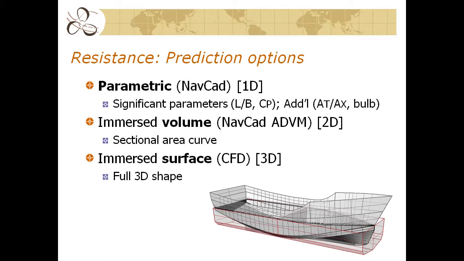That's a longitudinal distribution of shape. For a single prismatic coefficient, which is the integration of the sectional area curve, I can have any combination, an infinite number of sectional area curves. So that gives us an additional refinement of the volume. And for that volume, I can have an unknown number of surfaces that encompass that volume. So the highest order, CFD, is the 3D, slightly lower order, sectional area curve, 2D, and lowest order, parametric, 1D.